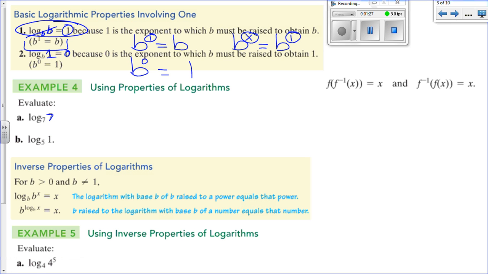So to answer example 4, questions A and B, here we're taking the log of 7, base 7, and so that cancels out, and the answer will be 1. In this case, we're taking the log of 1, base 5. It doesn't matter what base it is, the answer will be 0.